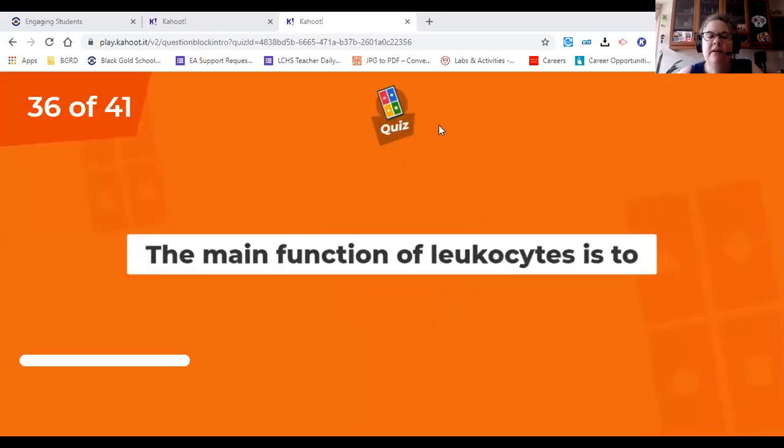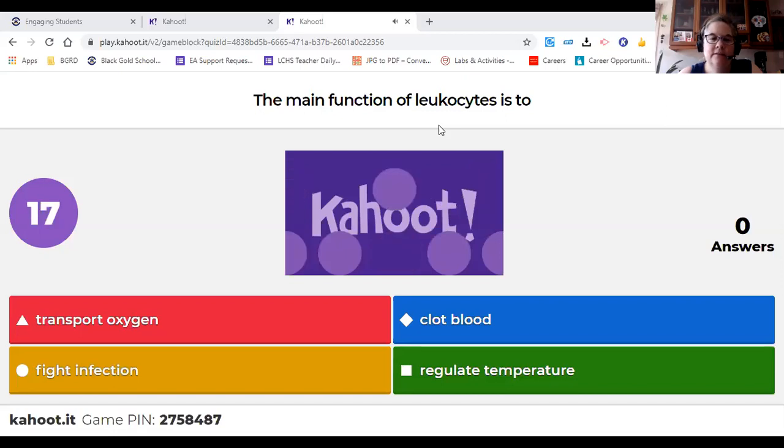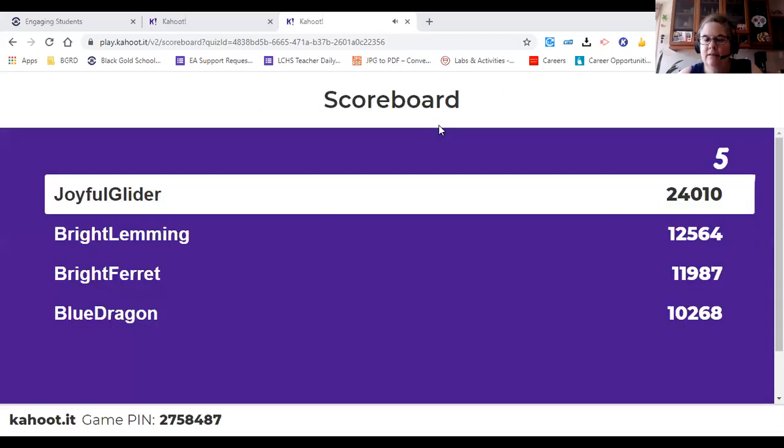Okay. The main function of leukocytes is to transport oxygen, fight infection, clot blood, regulate temperature. What do leukocytes do? Leukocytes fight infection. They are white blood cells. Good. Fancy word for white blood cells. So everyone got to have an increase here.